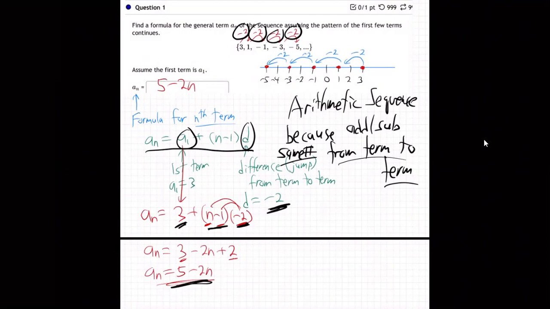Now, with that formula, we could easily find any term we want. We could say, what's the 97th term? We'll just plug in a 97 for n, and bang, crank out that formula. You can find the 97th term. So this formula will allow you now to jump anywhere. That's why we care about it and why we want to find it. So there we go.